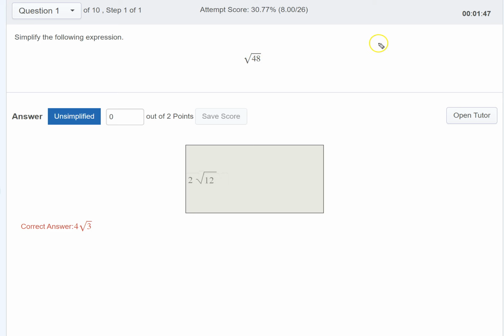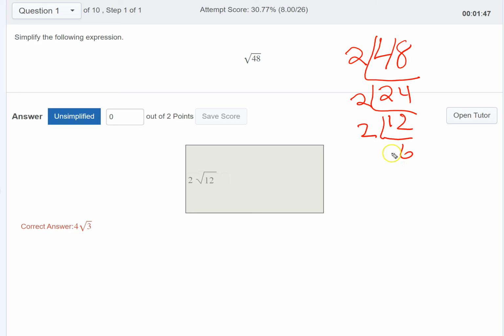Now again, if you're not sure how to simplify it, a technique might be this: 48 divided by 2 is 24. Divided by 2 is 12. Divided by 2 is 6. Divided by 2 is 3. So we have 2 times 2 times 2 times 2 is 16 times 3.